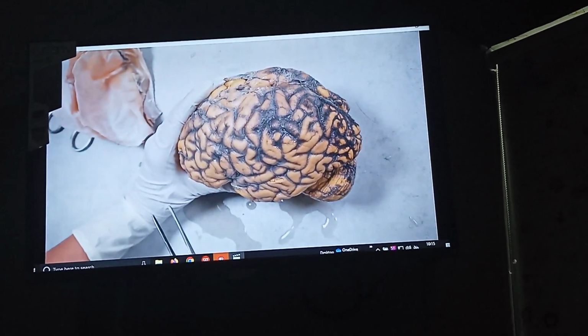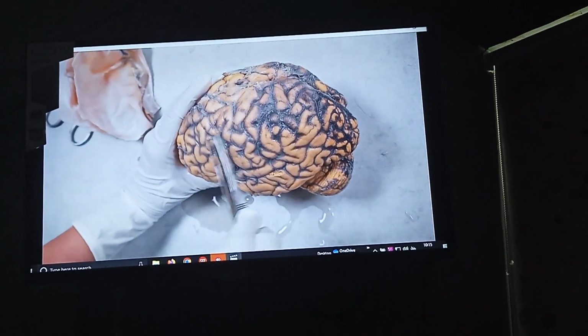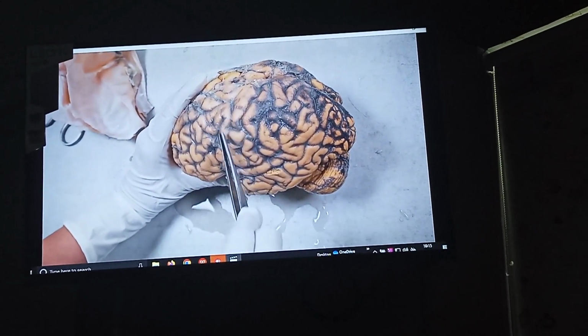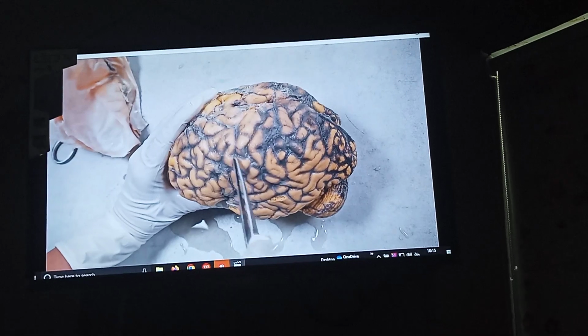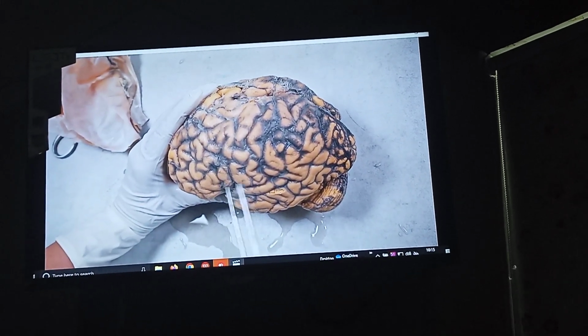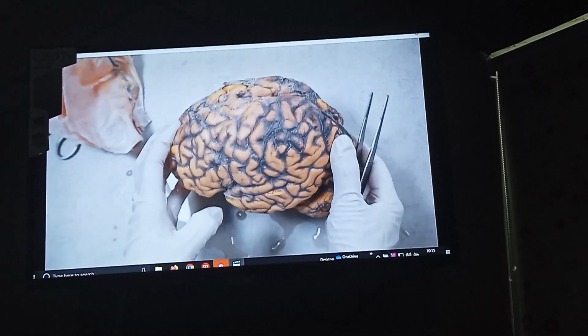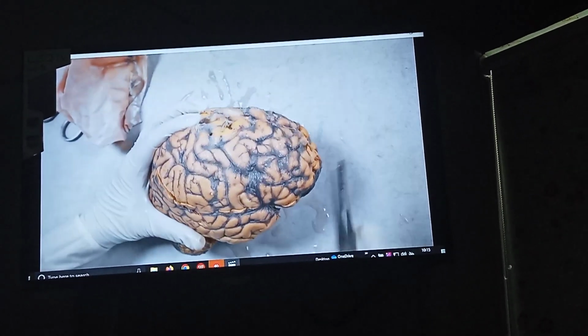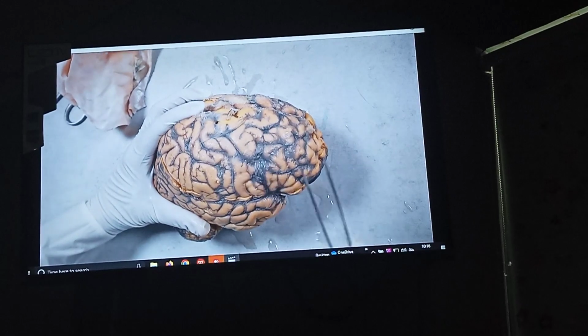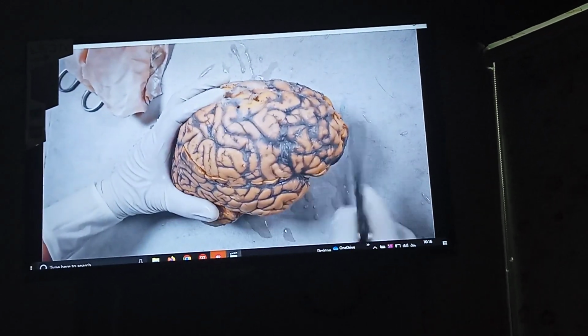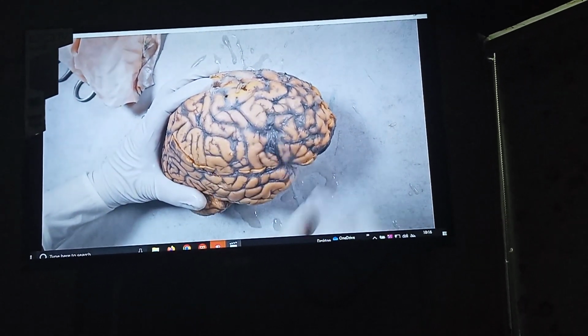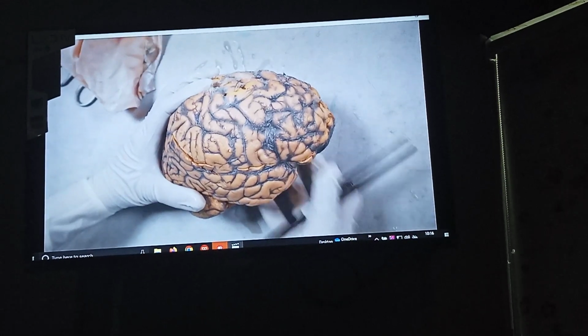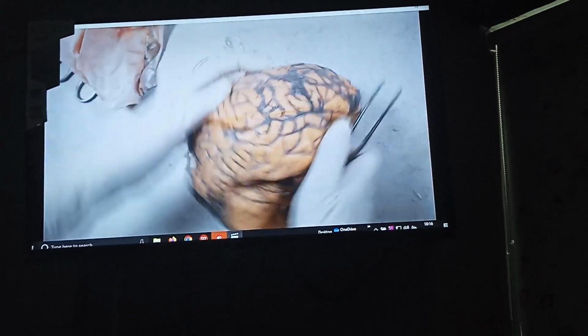The next thing you have to look at is the gyri and the sulci. Here you can see the gyri are very prominent and the sulci are very deep. So this tells you that there is no cerebral edema. So very prominent gyri and deep sulci means that there is no cerebral edema. All of these are the congested veins that you're looking at, which is a post-mortem change.